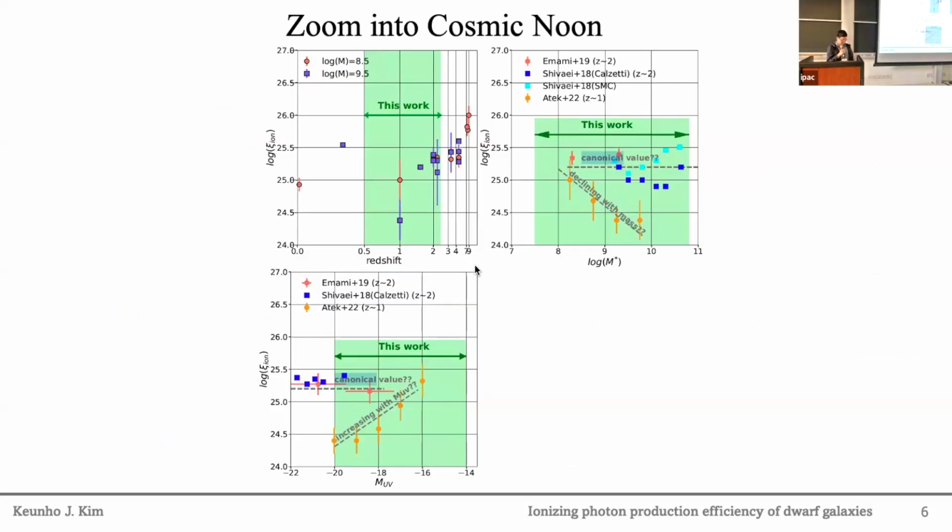To address this, our study expands the previously less studied parameter space of redshift and galaxy properties, as highlighted in green. So in this study, we are aiming to extend the redshift regime down to low redshift and going to low stellar mass and fainter UV luminosity.